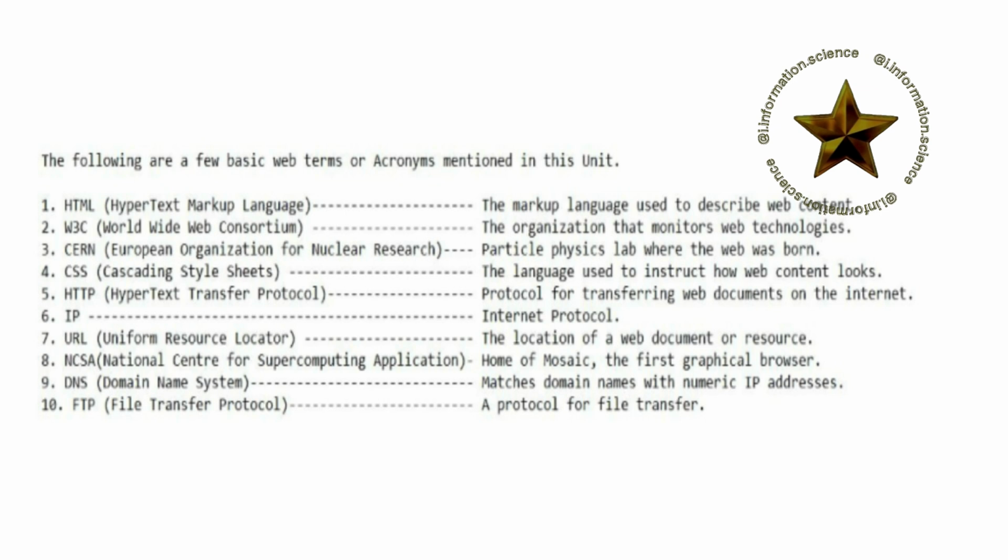6. IP, Internet Protocol. 7. URL, Uniform Resource Locator, the location of a web document or resource. 8. NCSA, National Center for Supercomputing Applications, home of Mosaic, the first graphical browser. 9. DNS, Domain Name System, matches domain names with numeric IP addresses. 10. FTP, File Transfer Protocol, a protocol for file transfer.